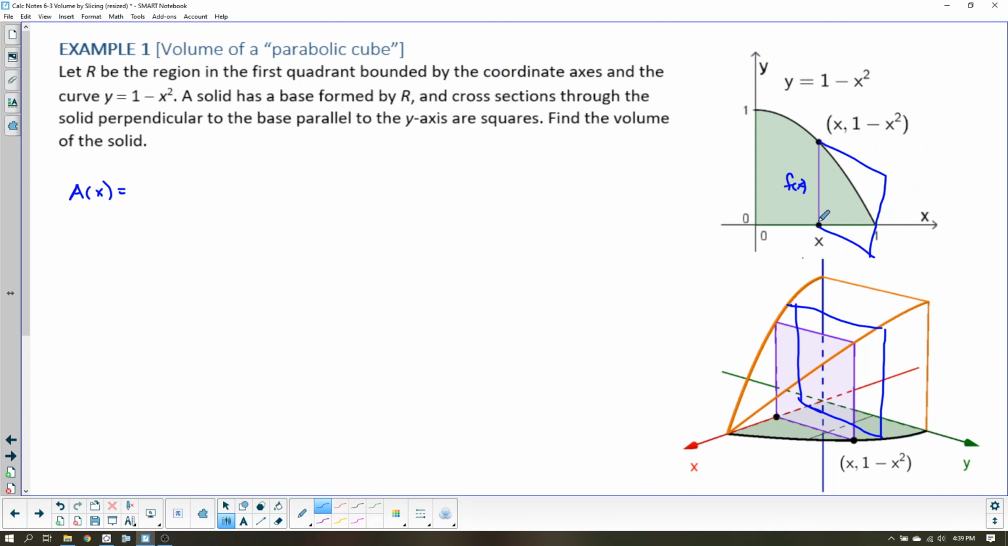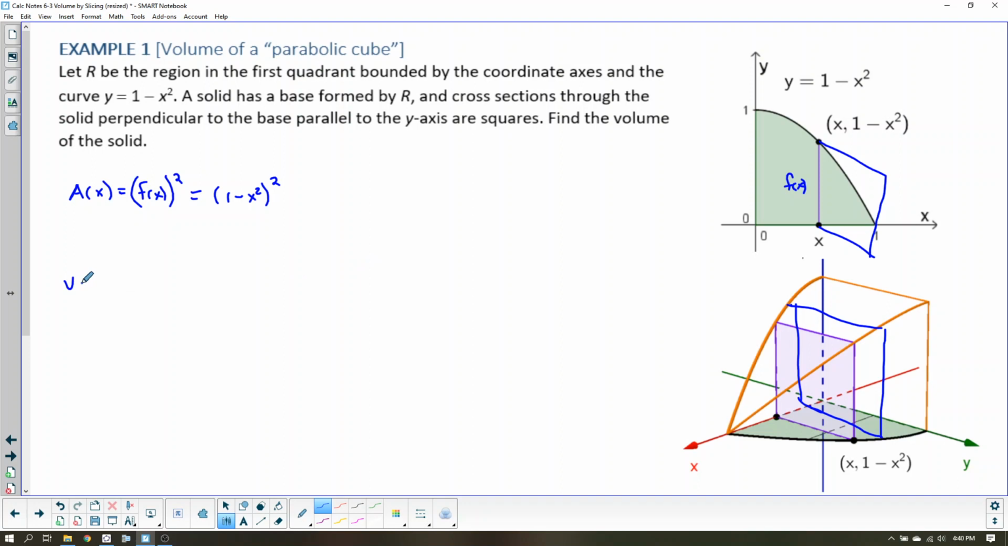The length of that perpendicular or purple segment there is this thing. So A of x is going to be f of x all squared, because f of x represents the side length, so we simply just square that. So that means it is 1 minus x squared, all squared.